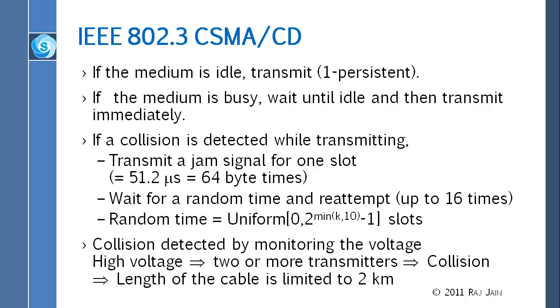When to reattempt? Now we draw a random number between 0 and 2 raised to the minimum of k and 10, minus 1. This is a complicated formula, but there is a reason for that too. Basically k is the attempt number. Suppose the first time you come, k is equal to 1. So the minimum of 1 and 10 is 1, and 2 raised to 1 minus 1 is 1. So we draw a random number between 0 and 1. There are only 2 integer numbers, 0 or 1. With 50% probability you will draw a 0, with 50% probability you will draw a 1.